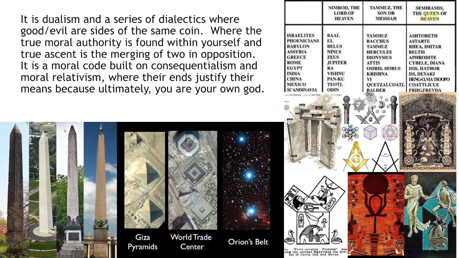It is dualism and a series of dialectics where good and evil are sides of the same coin, where the true moral authority is found within yourself, and true ascent is the merging of two in opposition. It is a moral code built on consequentialism and moral relativism, where their ends justify their means because ultimately you are your own God.